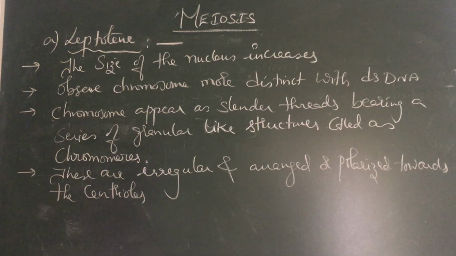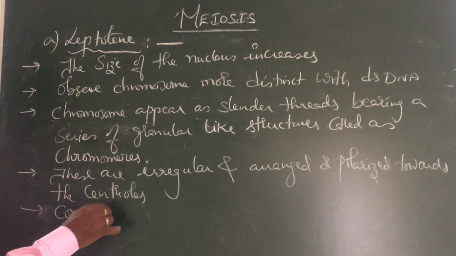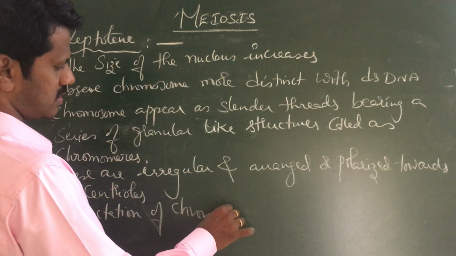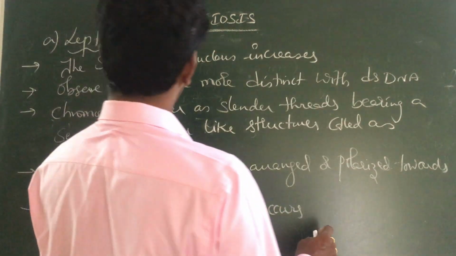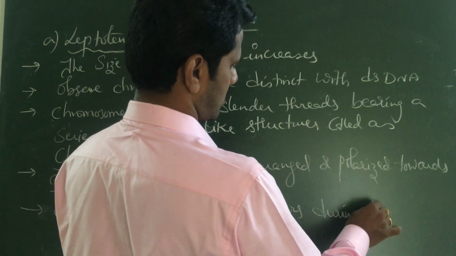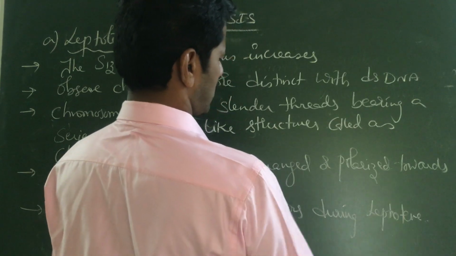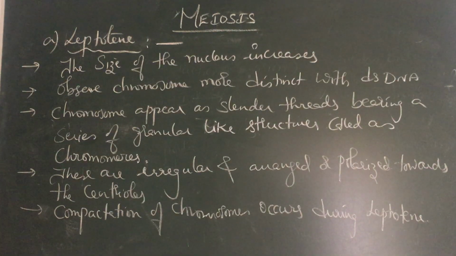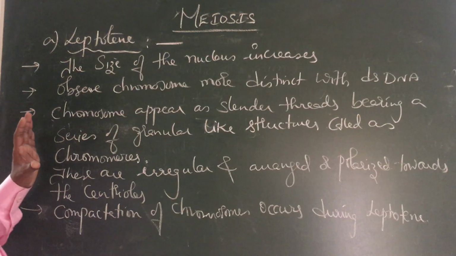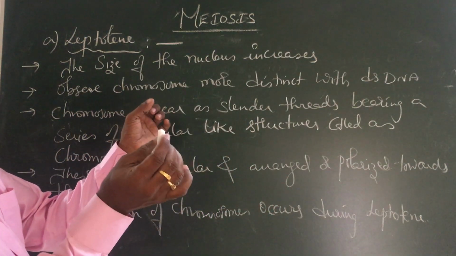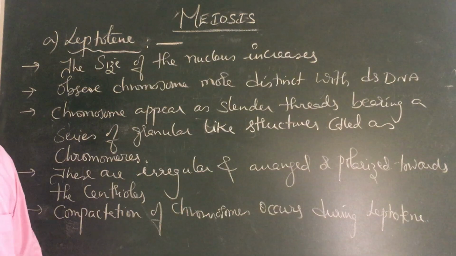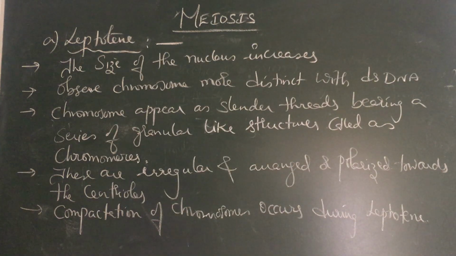Next, compactation of chromosomes occurs during leptotene. So these are the changes which take place in meiosis. Compactation means the thread-like chromatin material becomes shorter and thicker, so you can clearly identify it in the form of chromosomes. Okay, right.